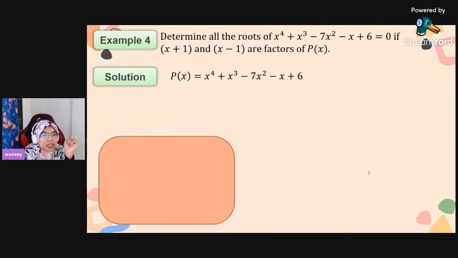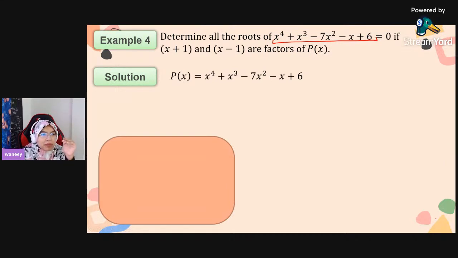So now what is the polynomial? We're going to call x to the power of 4 plus x cubed minus 7x squared minus x plus 6 the p(x). Do make sure the right hand side is 0 first before you call it the polynomial. If the right hand side has an x or anything, move it over, make it zero first. Then only we call it p(x). Now I know that x plus 1 together with x minus 1 are the factors of my p(x).